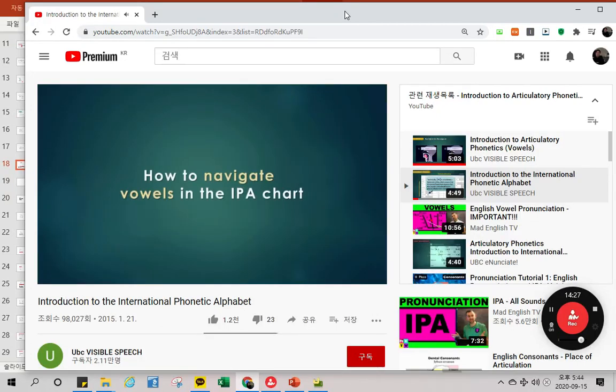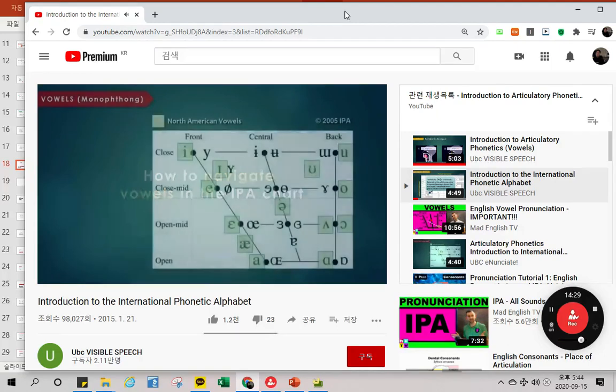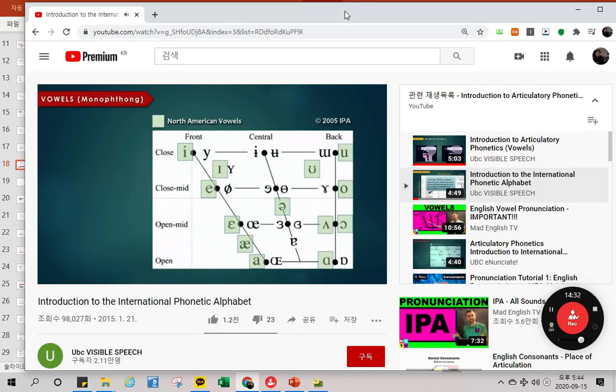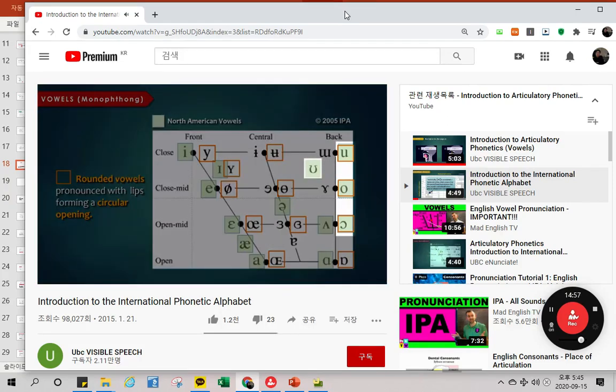Now let's talk about the IPA chart for vowels. As you can see, only the monophthong vowels are represented here, and the vertical domain on this diagram represents vowel height, while the horizontal domain represents vowel backness. Where pairs of symbols occur, rounded vowels are represented on the right-hand side, while unrounded vowels are represented on the left-hand side. It is worth noting that the only rounded vowels used in North American English are all back vowels.